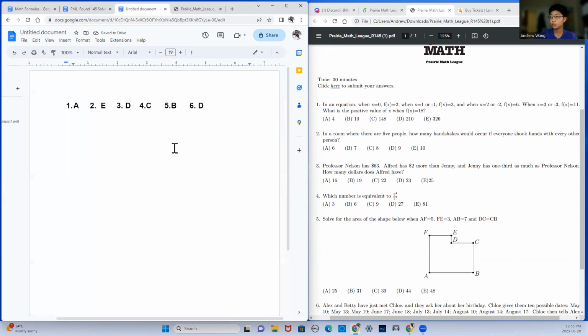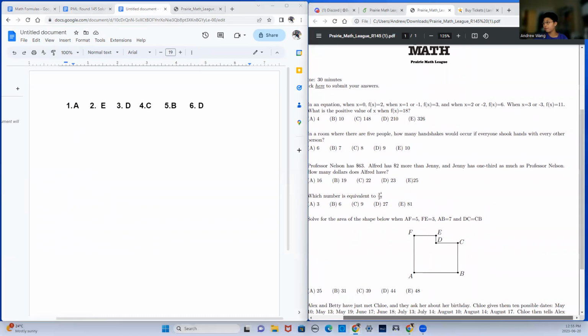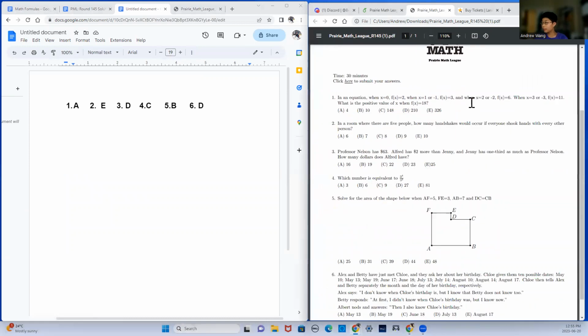The second question is: in a room where there are 5 people, how many handshakes would occur if everyone shook hands with every other person? Let's get right into it.